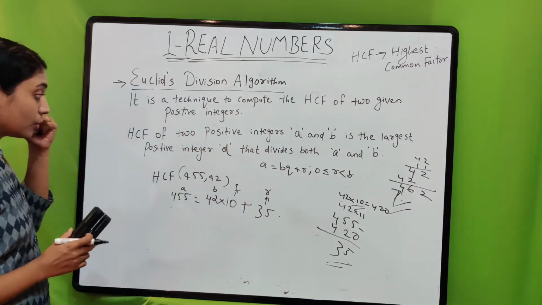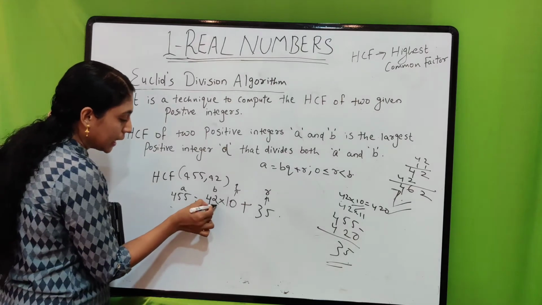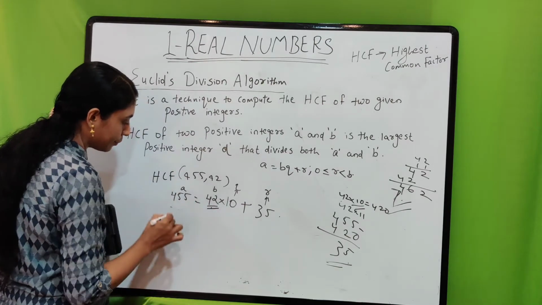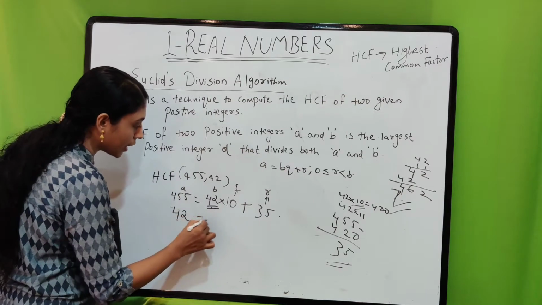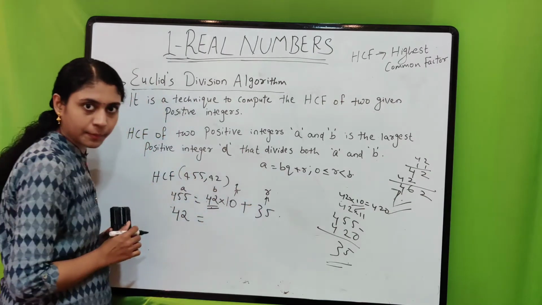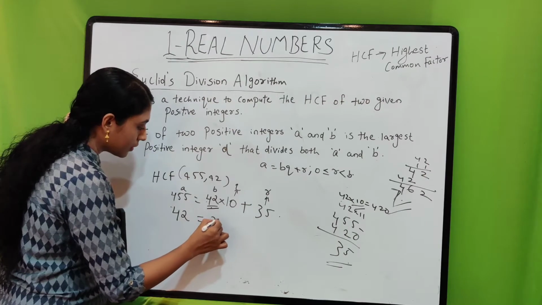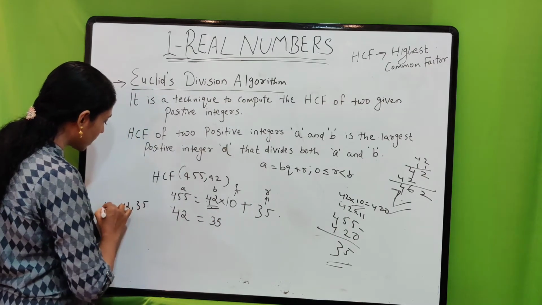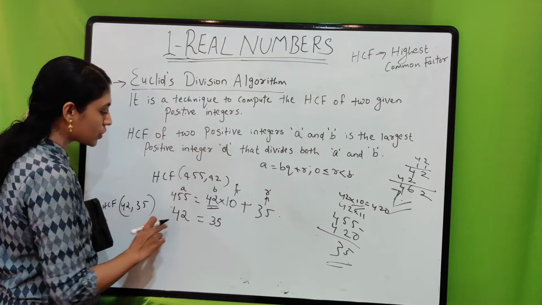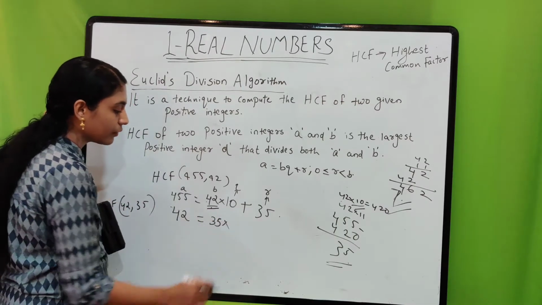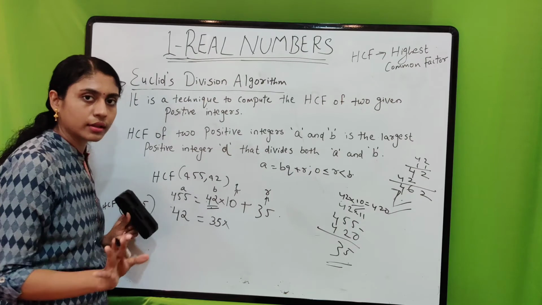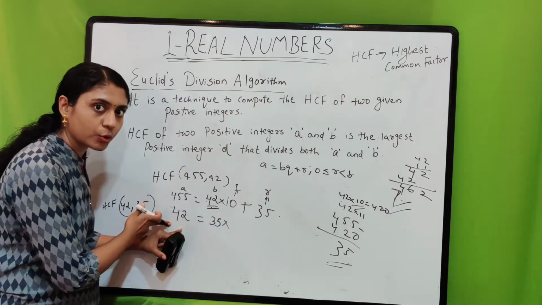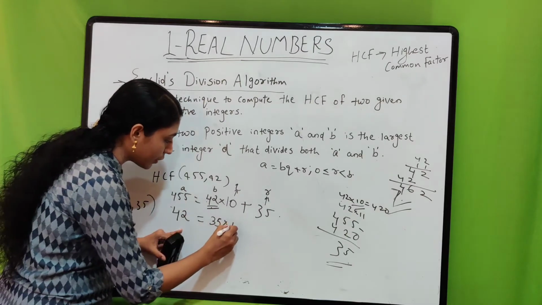Okay, and now we have to proceed. We have to take this B, 42 is equal to, now we have to consider this B and R. Now we have to find the HCF of 42 and 35. Understood? So 42 is equal to 35 into 1. 35 into 2 is 70, and that 70 is greater than 42. So we have to write 35 into 1.